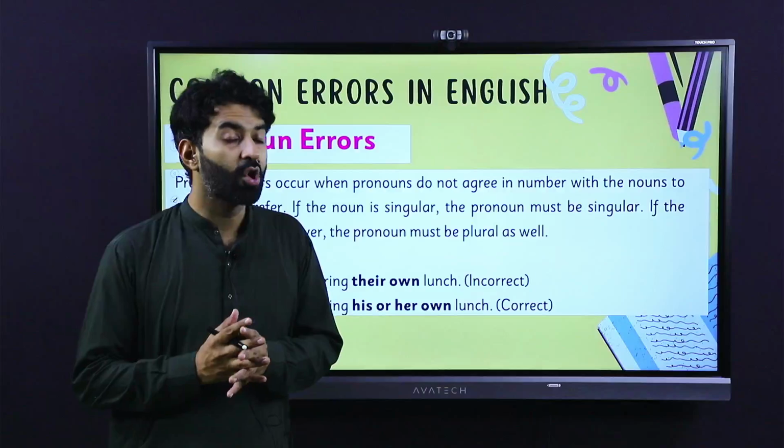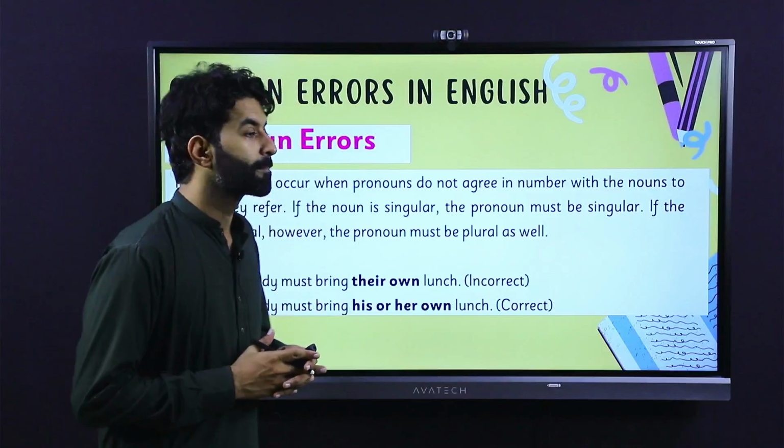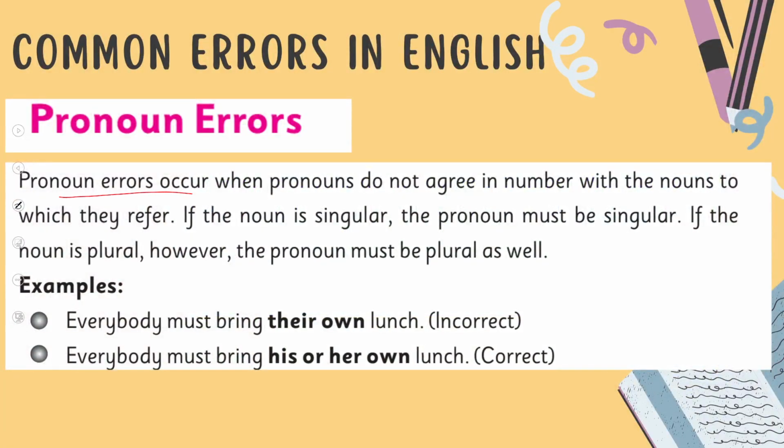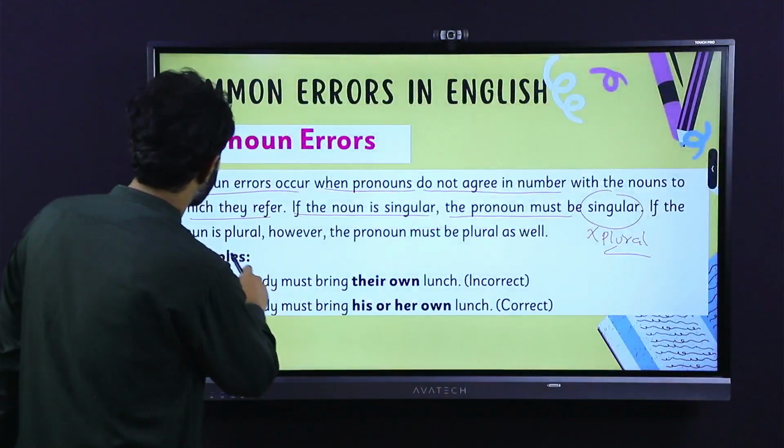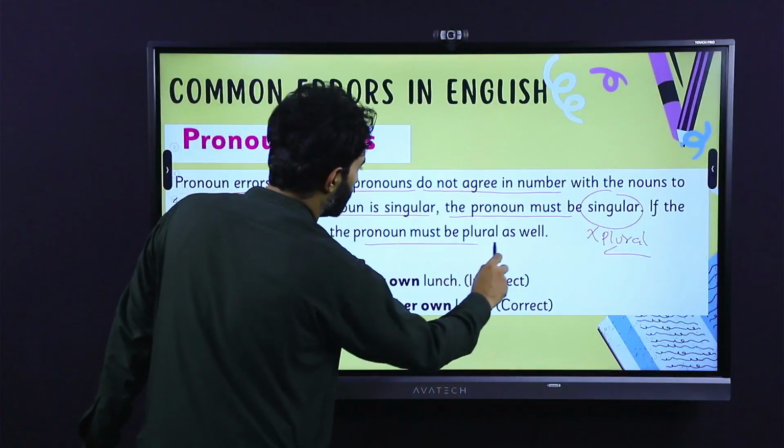Now there are some common errors like pronoun errors. Pronoun errors occur when pronouns do not agree in number with the nouns to which they refer. If the noun is singular, the pronoun must be singular, not plural. If it is plural, then we will say that there is a pronoun error. And if the noun is plural, however, the pronoun must be plural as well.